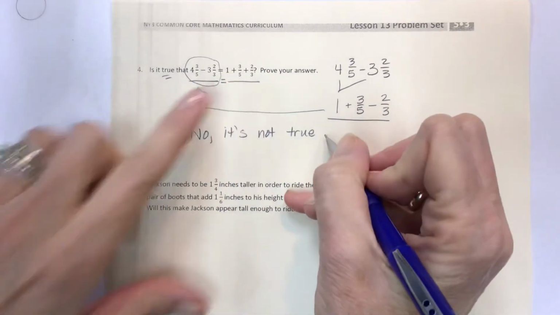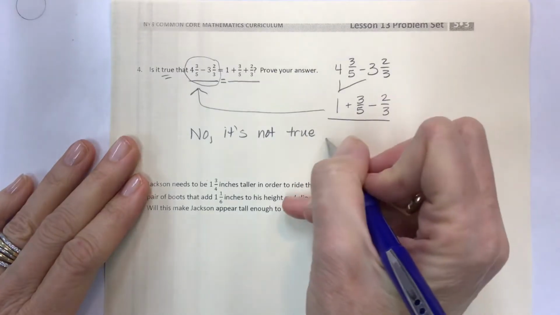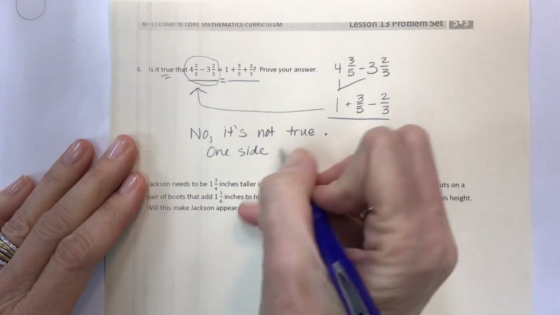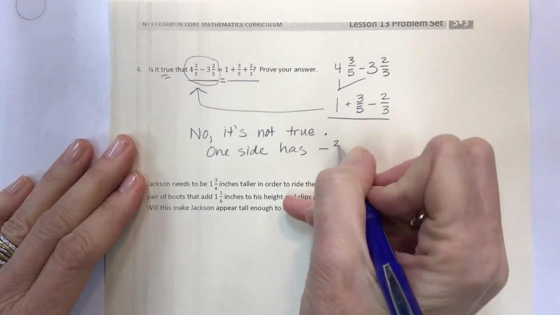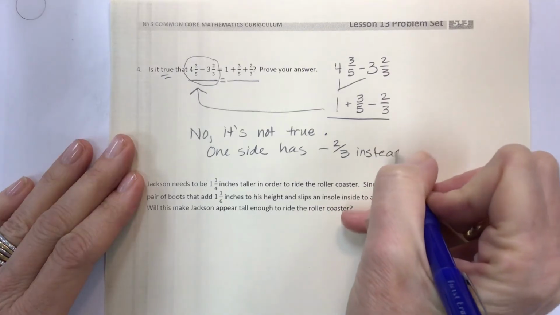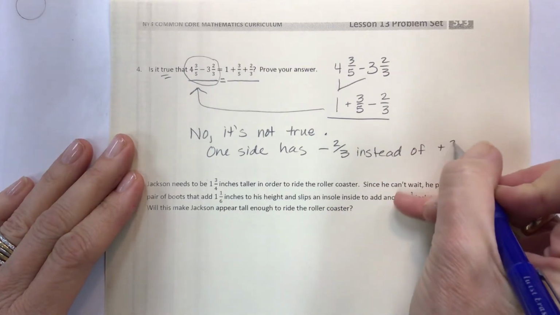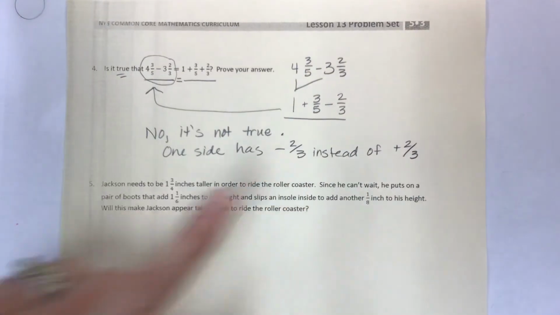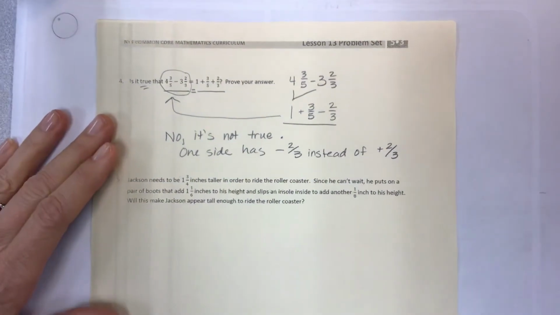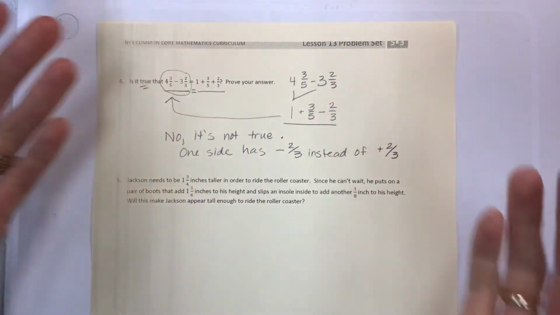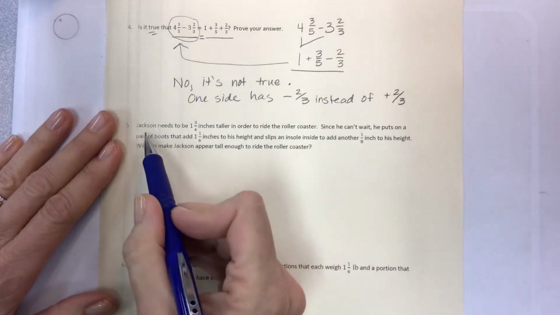Okay, so one side has minus 2/3 instead of plus 2/3. And so you can't have different operations and have it be equal. It's just not going to work out for you. Okay, it has to be equal in value on both sides. That's what equals means. Okay, let's do another one.